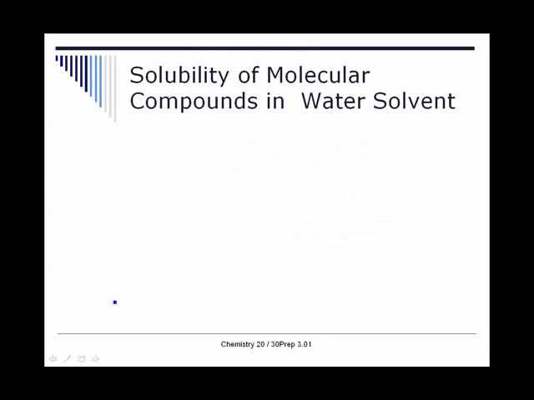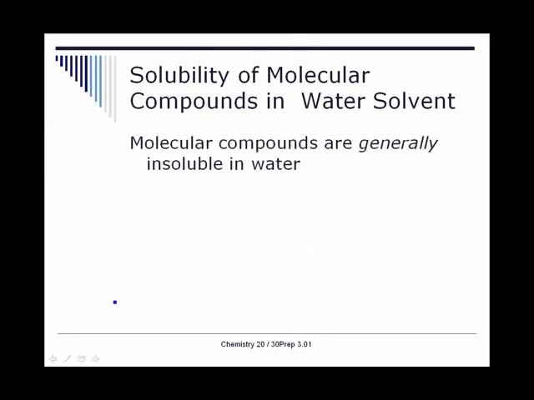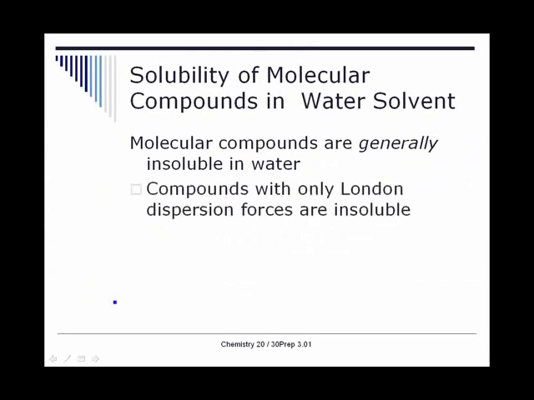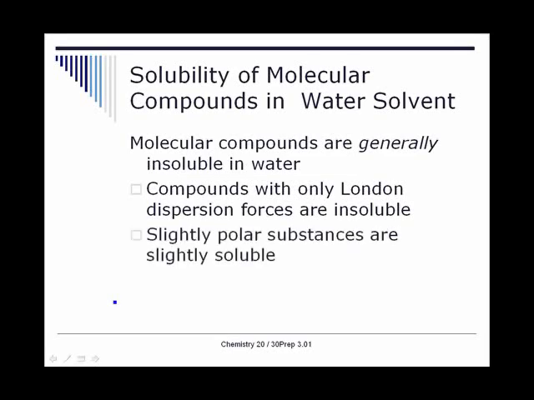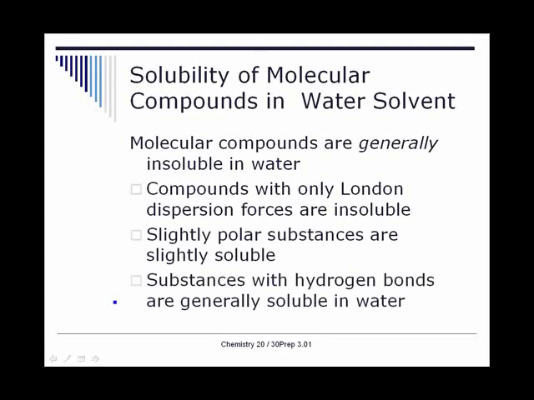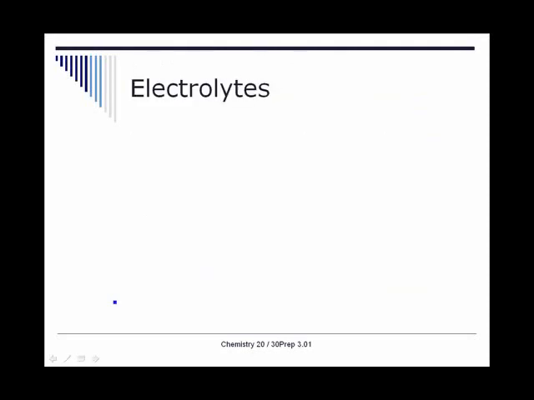When we look for molecular compounds, we don't have a table, but generally they're insoluble in water. If the compounds only have London dispersion forces, they are insoluble. Slightly polar substances are slightly soluble, and substances with hydrogen bonds are generally soluble in water. So when you're looking at a molecular compound, you've got to decide what kind of intermolecular forces are in that compound, and then that will tell you whether or not it's soluble.